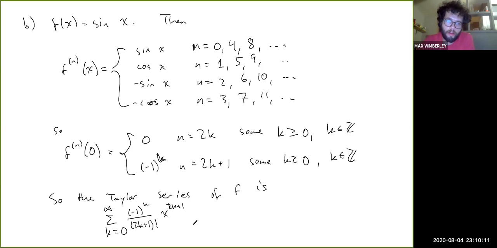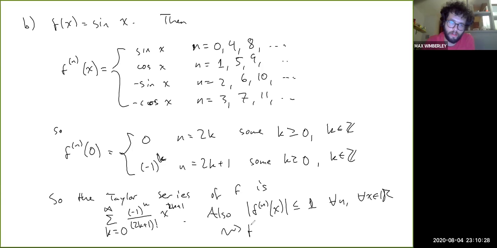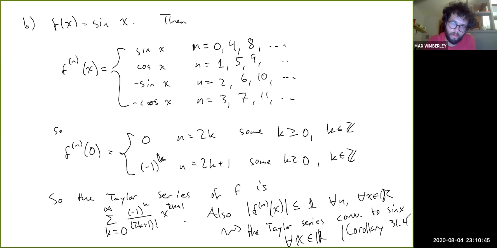And also note that |f^(n)(x)| is less than or equal to 1 for all n and for all x in R. So the Taylor series converges to sine of x for all x in R. That's again by Corollary 31.4.